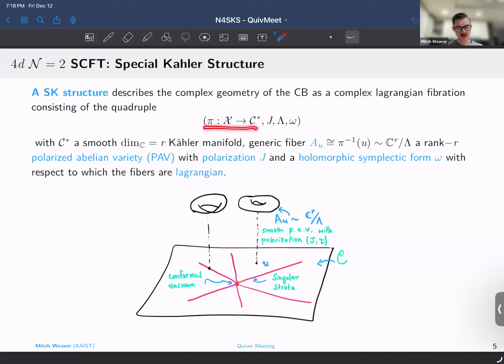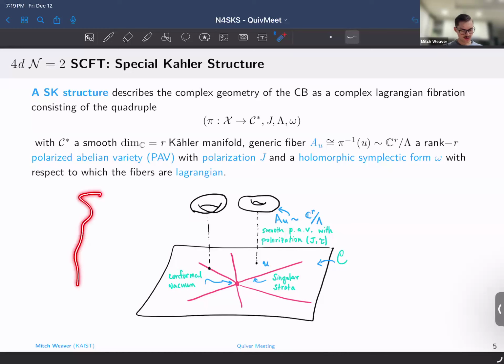So you have this fibration χ, where C* here is a smooth r complex dimensional Kähler manifold. It's the base of this fibration given by π. And then there's a generic fiber, which, as I mentioned in the first slide there, you can view as a torus, or rather, more specifically a polarized abelian variety, which means it comes with something called a polarization J. And then there's also a holomorphic symplectic form ω, with respect to which the fibers are Lagrangian.